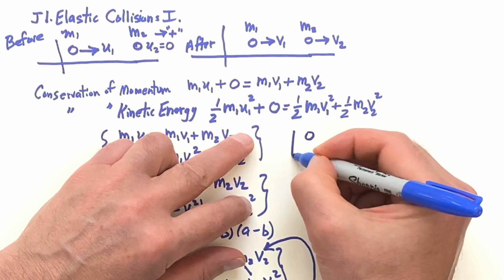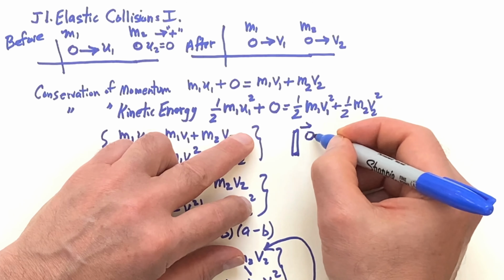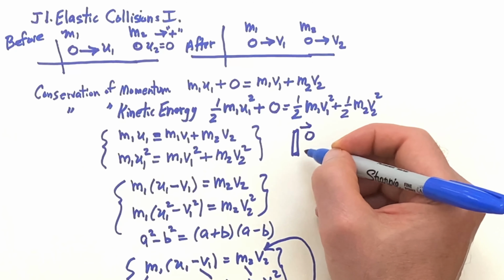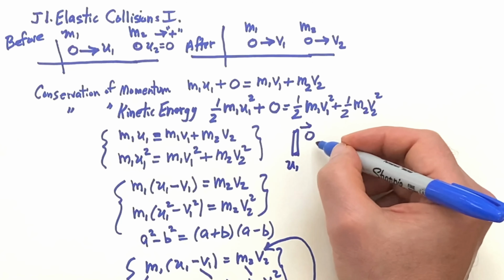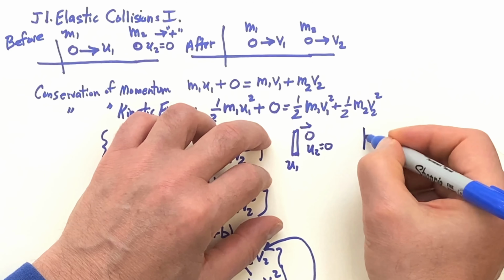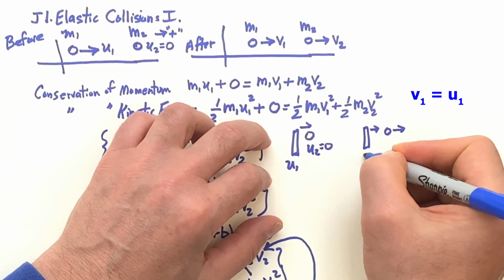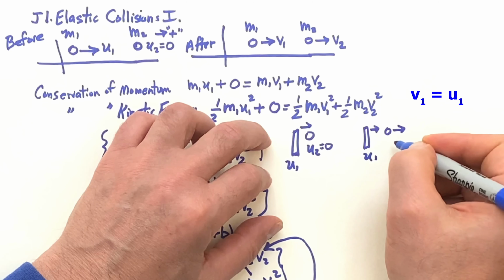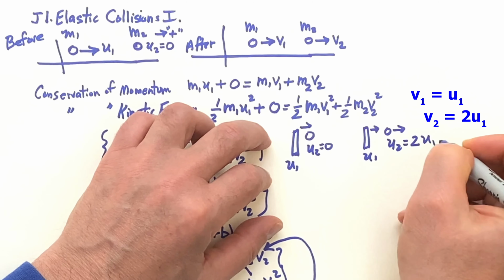Let me show you this cool idea as to why, in baseball, when you hit the ball real hard, it goes off with twice the speed of the bat. The bat's U1 is before, and U2 here is 0. And then afterwards, the bat still moves at U1, so massive, and the ball goes flying off at twice U1.